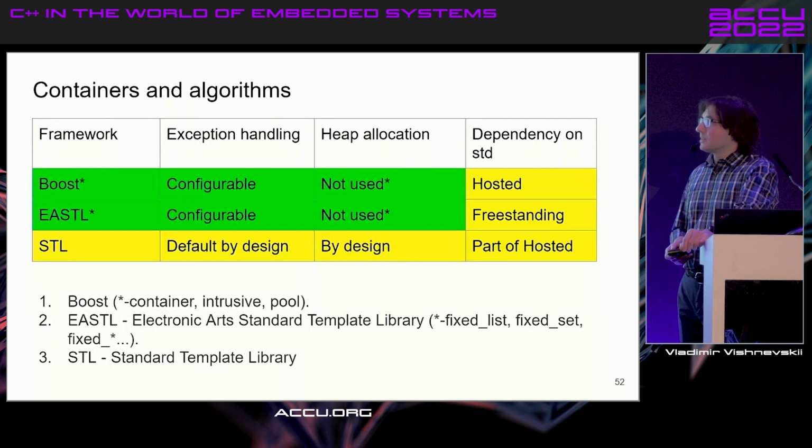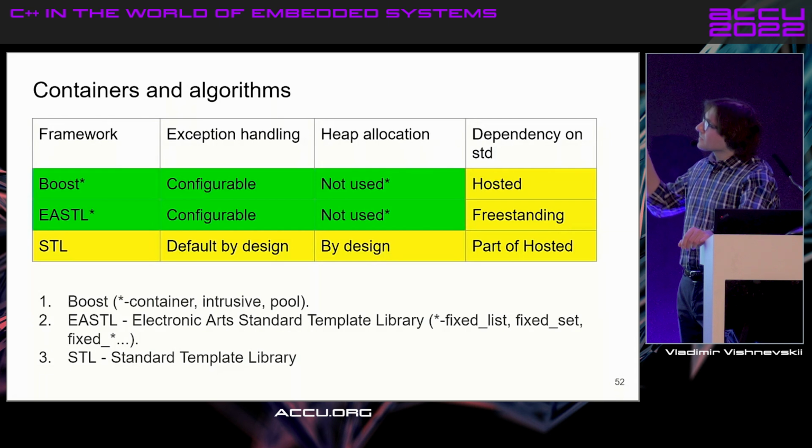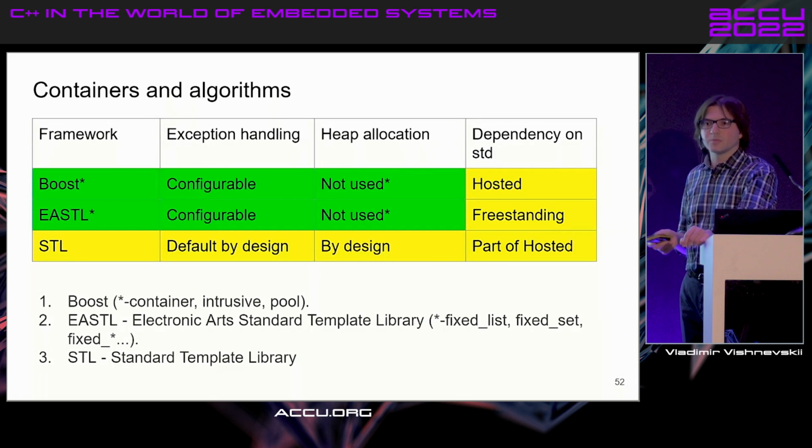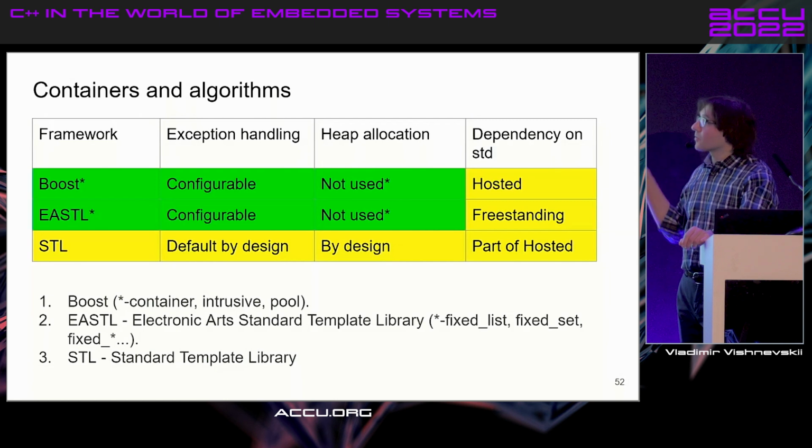The STL by design uses heap allocation, but the allocator abstraction allows us to avoid it to some extent, though with some limitations as well. These frameworks, Boost and EASTL, I do not provide the licensing information here, but in general they are available for commercial development as well. And the STL, yes, is part of the standard library, the hosted part.